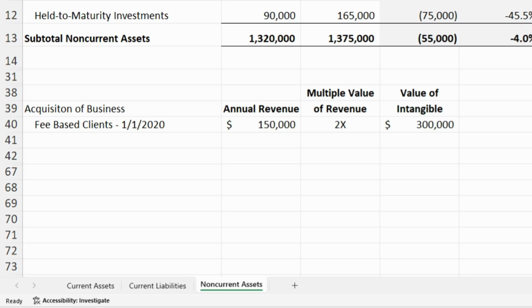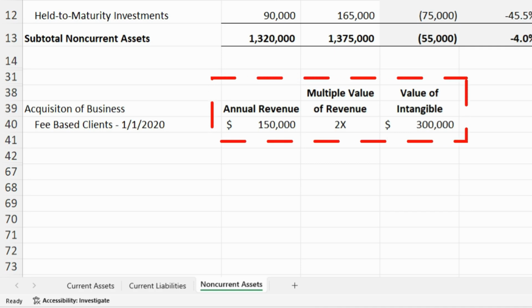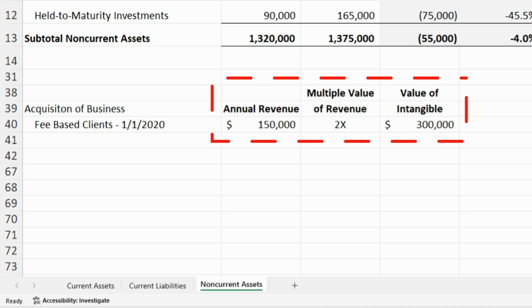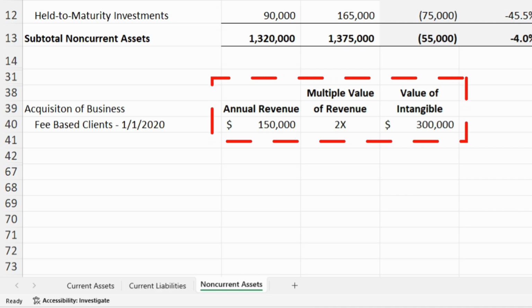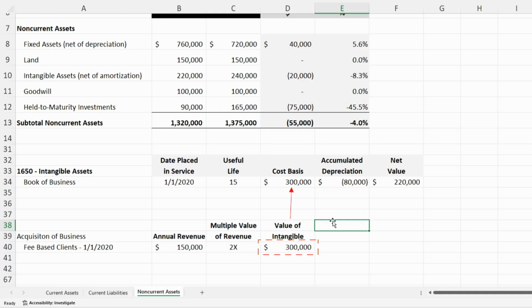Now, in our example here, I am showing a book of business that we purchased, and this is just a simple valuation. Just assume it passed all the valuation tests, and this is the true value of it. I bought a book with $150,000 of revenue. The market multiple that I paid for it was 2 times revenue. So the value of the book of business was $300,000. So that's how I've determined the value of the intangible that I'm putting on the balance sheet. I spent $300,000 of cash to buy this book of business.